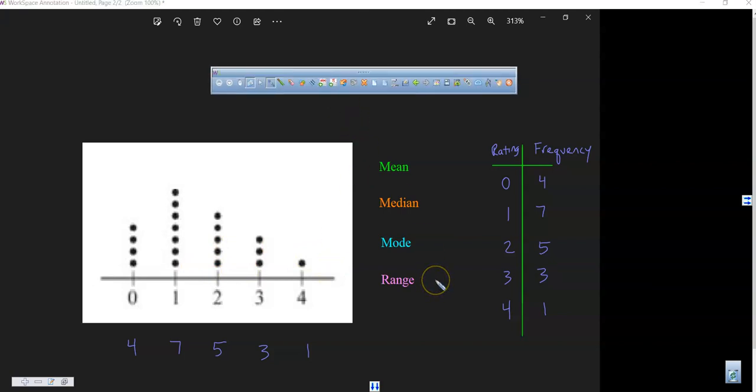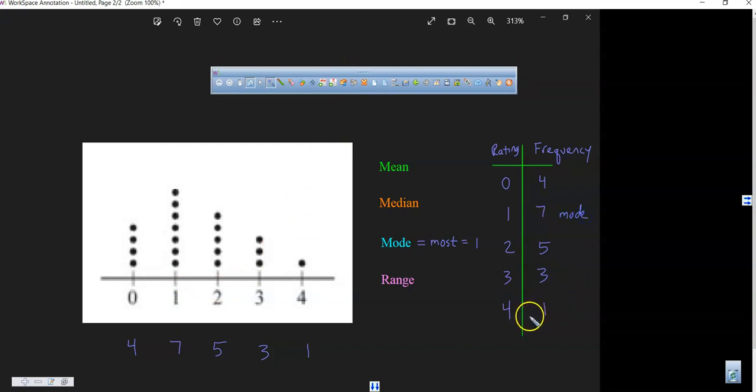So if we wanted to find the mode, the easiest one I believe to find is the mode, and the mode equals the most. So right now, it looks like the mode is the number 1. Why is the mode the number 1? Because it was the most. It happened 7 times. So there's the mode.